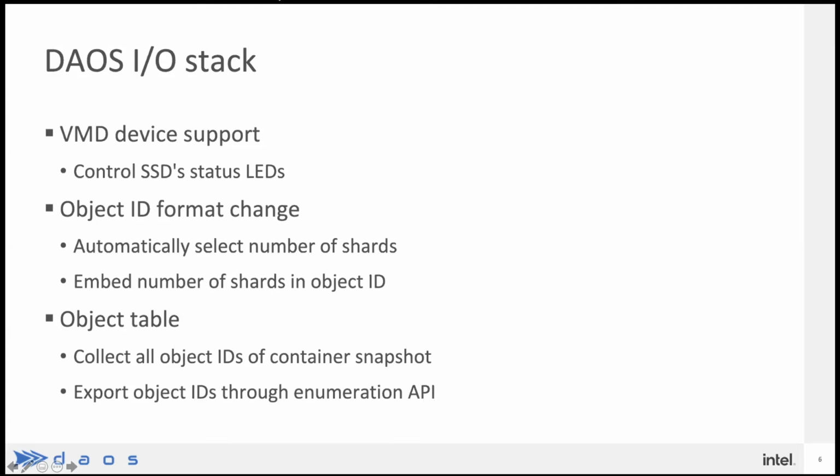We also implemented the object table in DAOS. It's not maintained during regular I/O. Instead, it is created for a snapshot on demand. So the user can enumerate all the OIDs of a snapshot from the enumeration API. This feature is required, for example, for the data mover and probably for future catastrophic recovery.